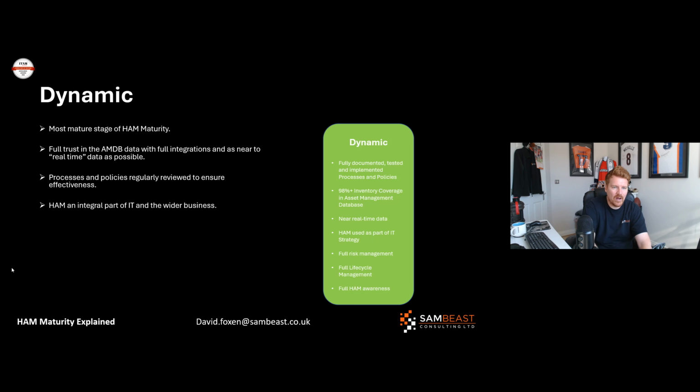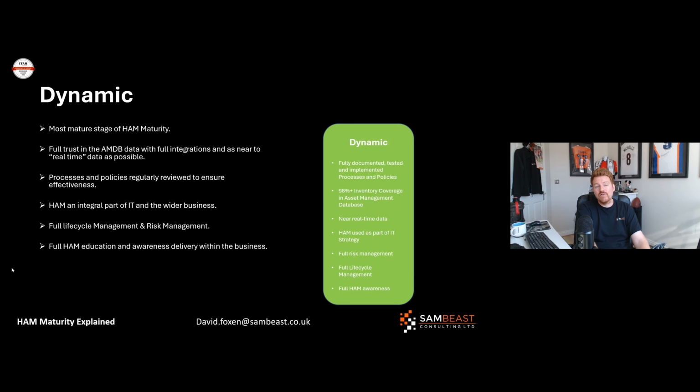HAM is an integral part of IT and the wider business. This is probably more going to be ITAM is an integral part of IT and the wider business. You've gone outside of IT and tech. You're now known in finance, procurement, legal, HR, and just generally to the end users. You've got full lifecycle management and risk management sorted out, and full HAM education and awareness within the business. Everyone is hyped now for ITAM, by the way.